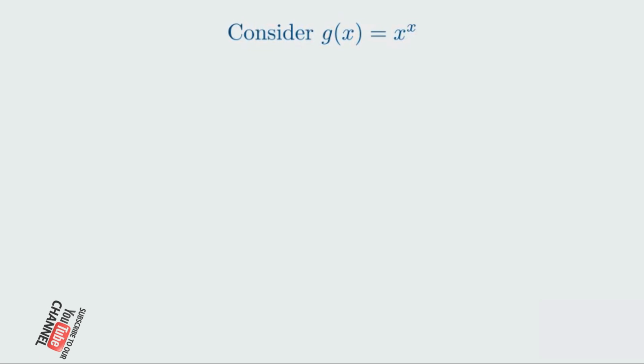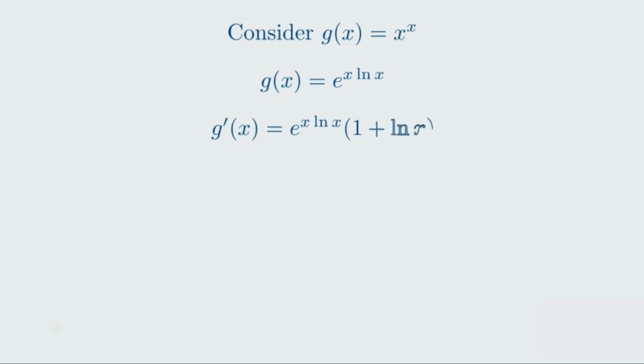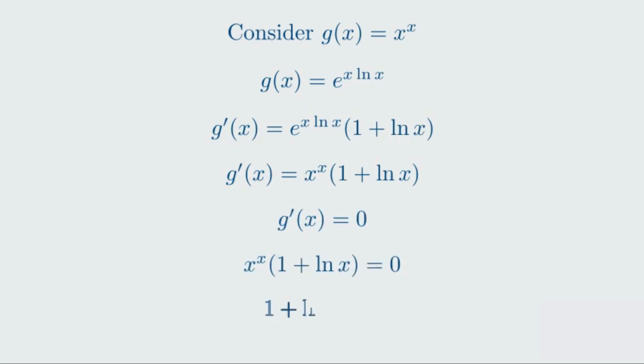Using calculus, we can find the minimum of this function. First, we rewrite it as g of x equals e to the power of x ln x. We take the derivative using the chain rule. The derivative is g prime of x equals x to the x times the quantity 1 plus ln x. To find the minimum, we set the derivative equal to 0. Since x to the x is always positive, we only need to solve 1 plus ln x equals 0.